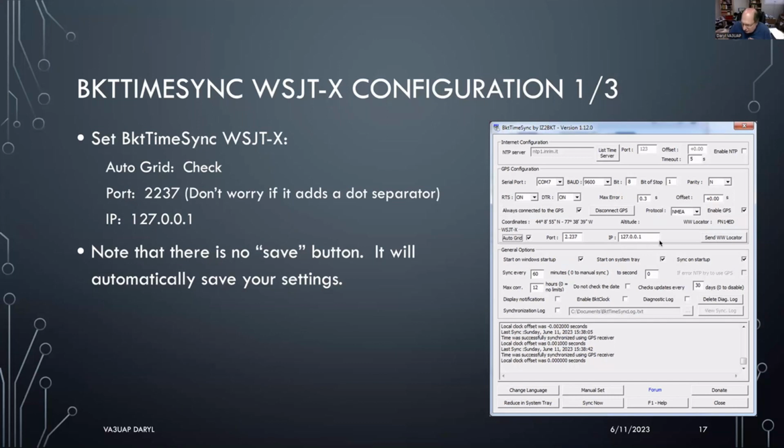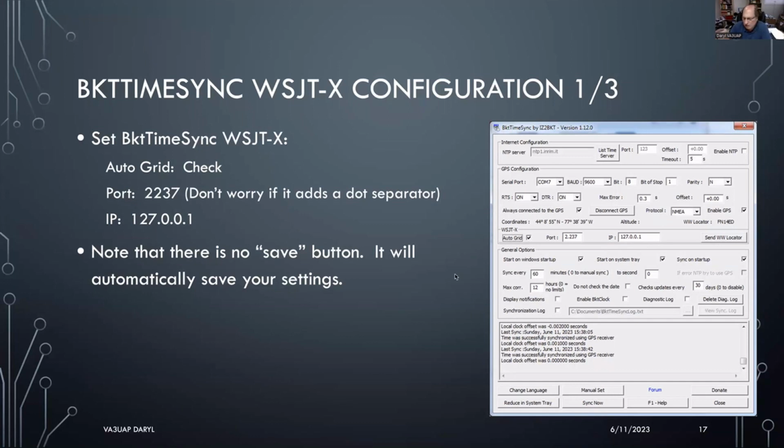IP requires the dots. Type the dots in, because that's normal IP addresses. That's the way we identify and write down IP addresses. Okay. The send WW locator, if you wanted to manually force it to send it, you could click the button. In our case, it's going to do it for us. So you don't need to do anything with the button.